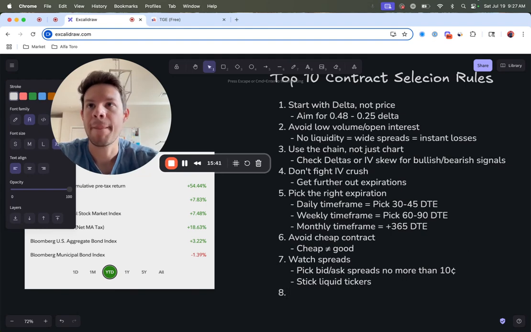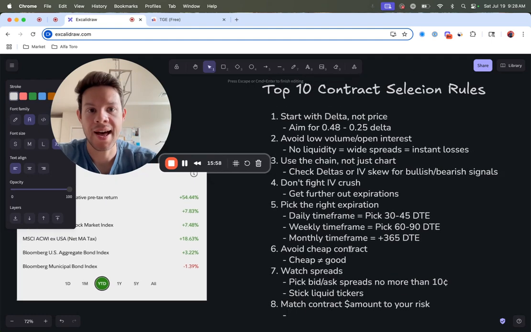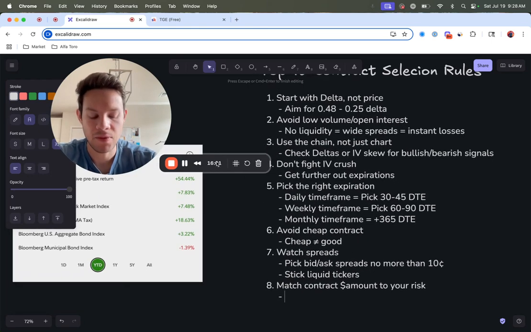All right, number 8. Okay, match. This is very important. Match contract size, or I would say dollar amount, to your risk. Okay, and what I mean by this is that this is the number one reason why a lot of option traders fail. I used to run a journaling trading software, and I had a few members there, and most of the reasons why they always lose, and this is the number one reason, I promise you, it has nothing to do with emotions or anything. It's just math.